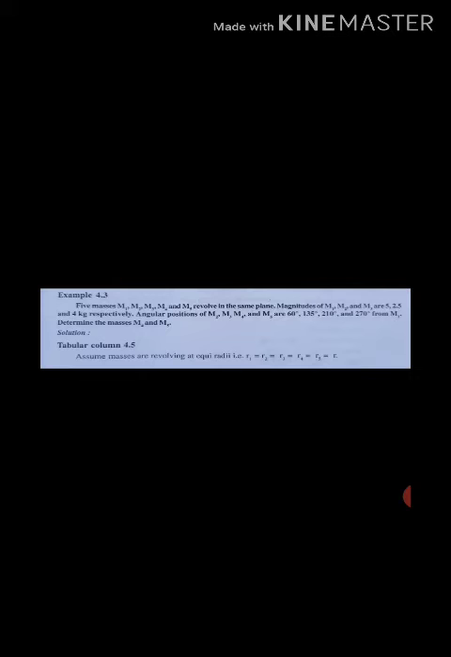So here we can check that the radiuses are not given. If any of the radiuses are not given, assume all the radii as unity. So r1 equals r2 equals r3 equals r4 equals r5 equals r, or just r equals 1. You can take it as unity.